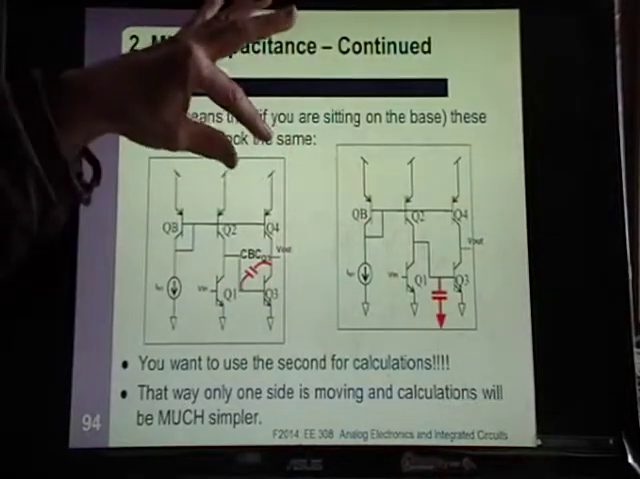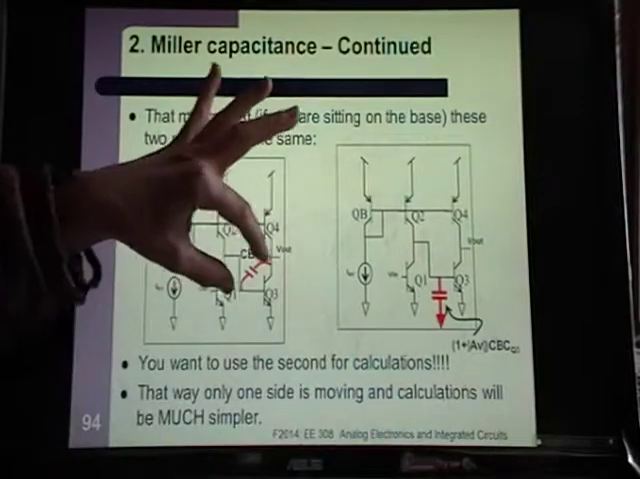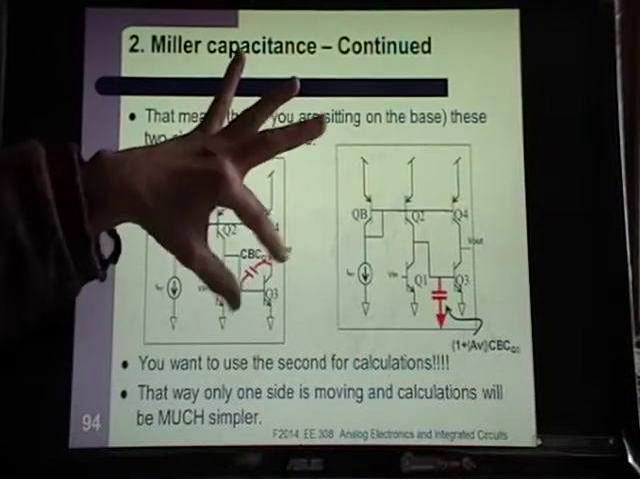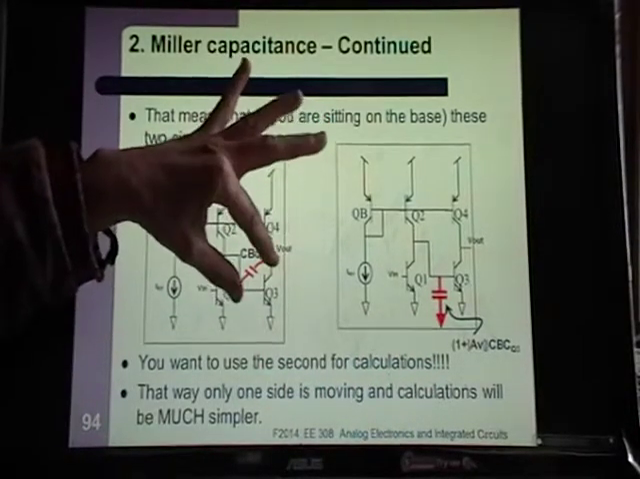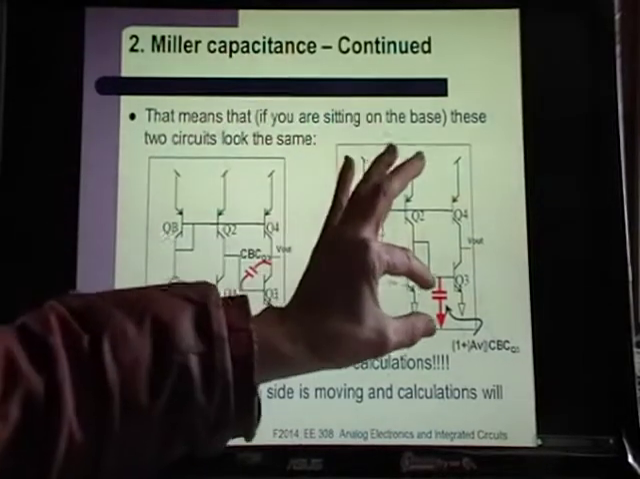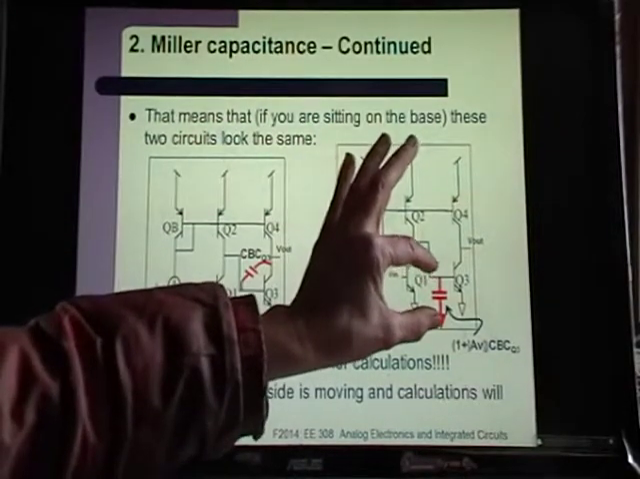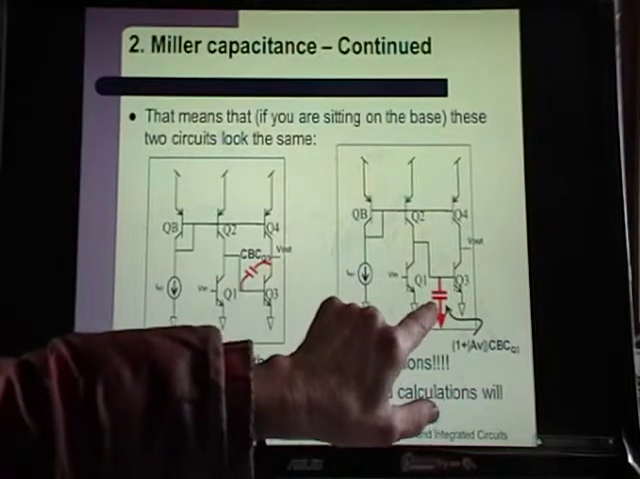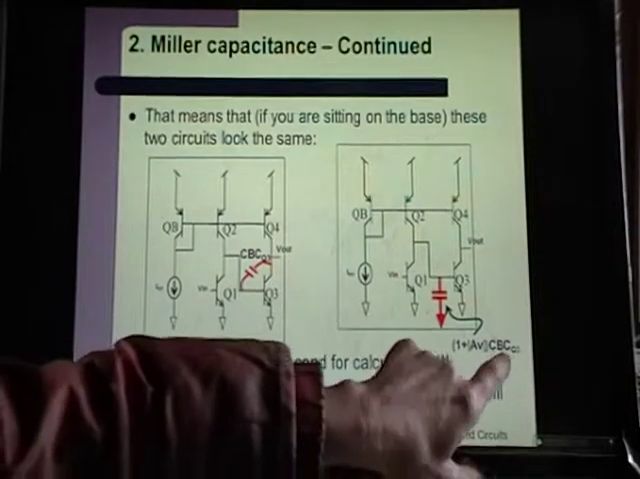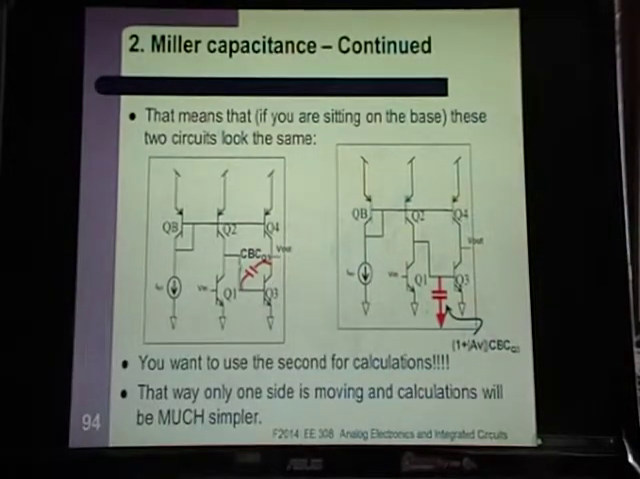So what you can do is get rid of this. Remember, the other side is moving on this. You can replace that with a capacitor where only one side moves, but you just make this capacitor bigger. And how much bigger? It's 1 plus AV times CBC. This is going longer than planned, but it's okay.